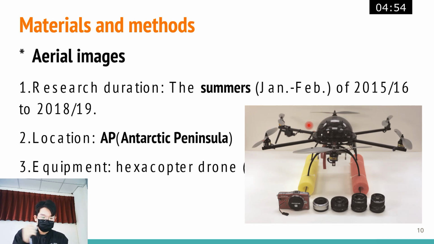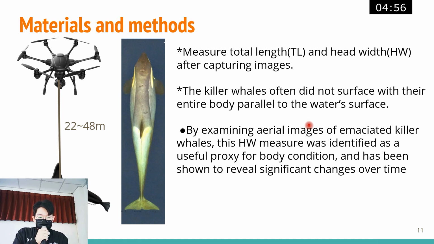hexacopter drone. We used the hexacopter drone to collect vertical images from 22 meters to 48 meters to measure total length and head width. After capturing images, the killer whales often did not surface with their entire body parallel to the water surface, so total length estimates for each individual were derived from the maximum measurement across repeat images.